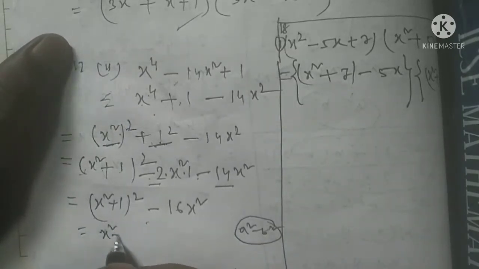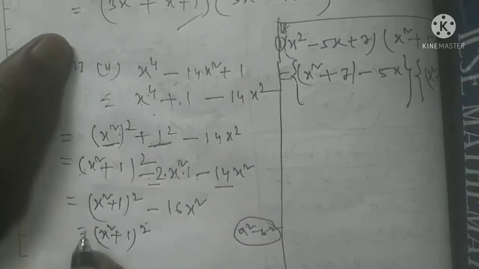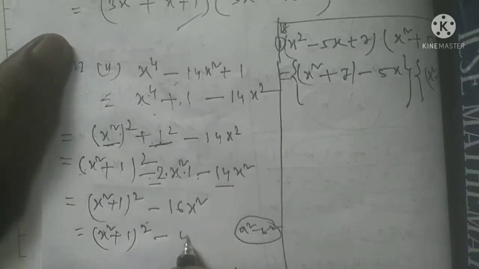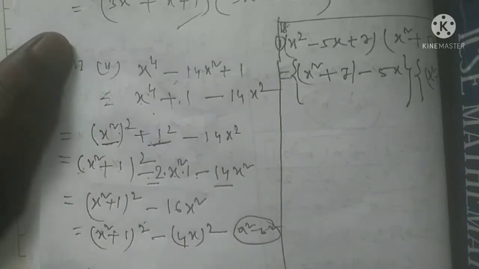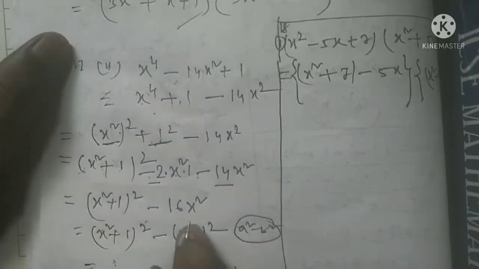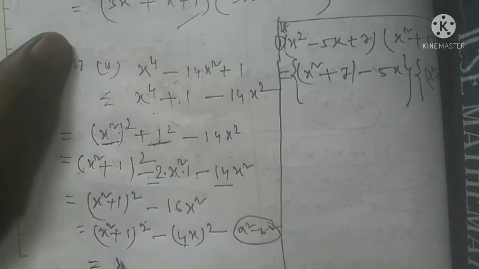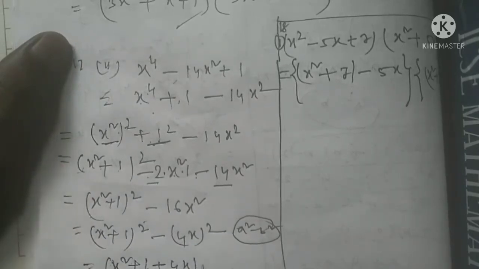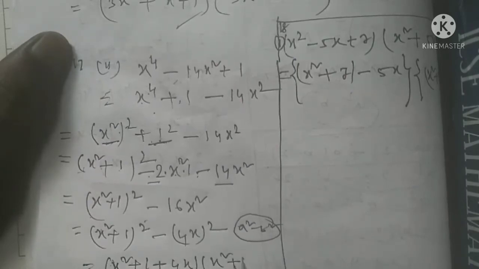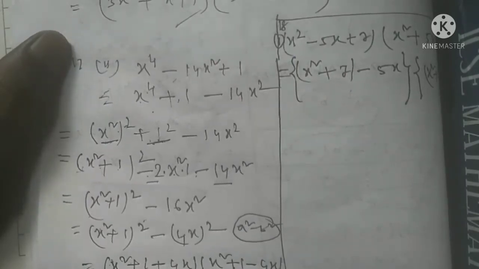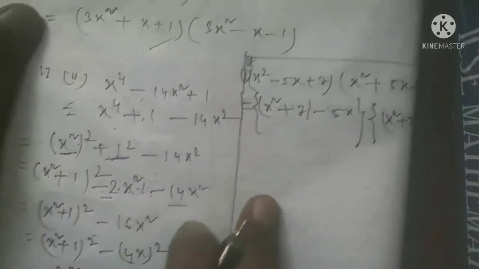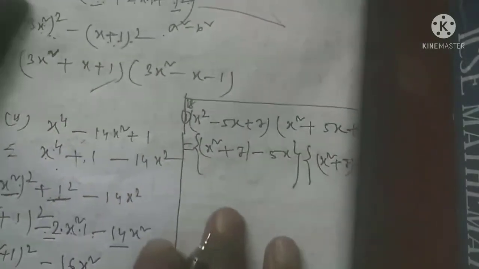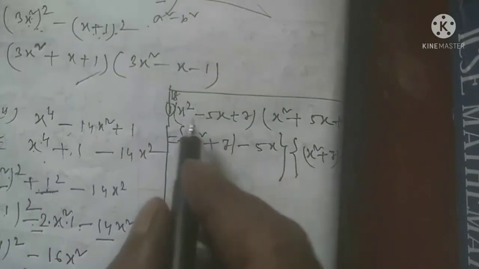So this is a² - b². So it will be (a + b)(a - b). So the answer is done. So my dear student, this question you have done. Now these are also very easy questions.